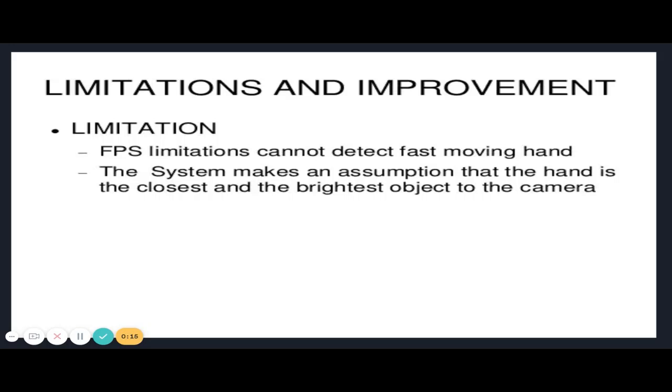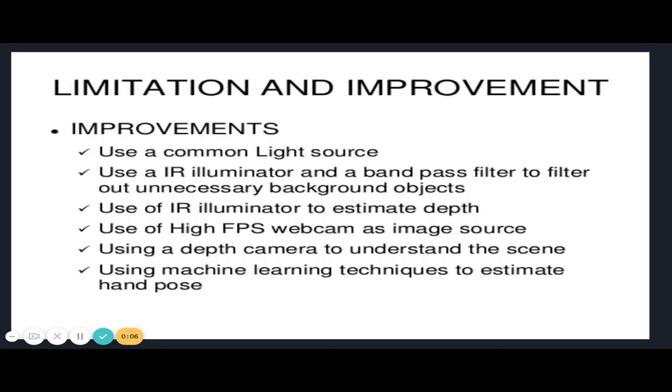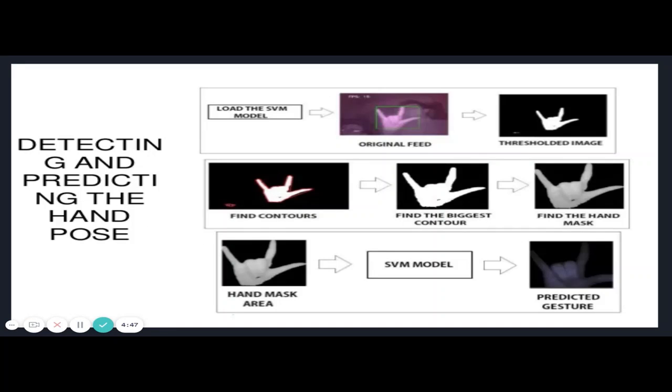A limitation of it is the FPS limitation, it cannot detect fast moving hands, and the system assumes that the hand is the closest and brightest object to the camera. An improvement is to use a common light source. Detection and prediction of the hand pose is done. So first we load our hand posture into the SVM model. Then the process will be done, and at the last, the prediction of the gesture will be done.